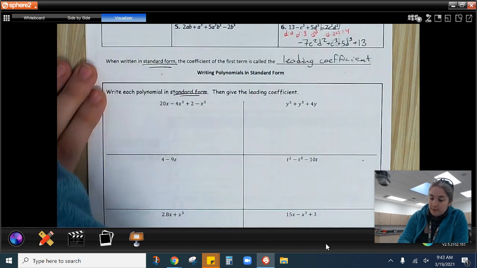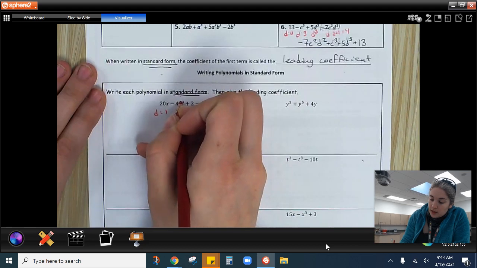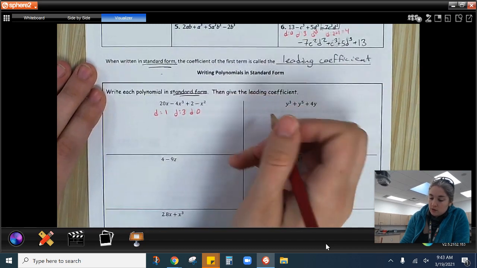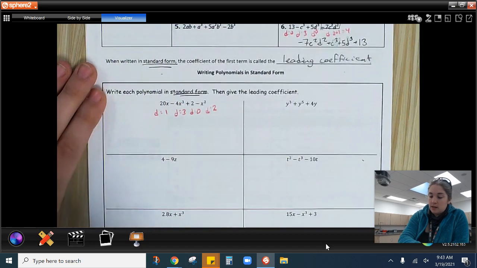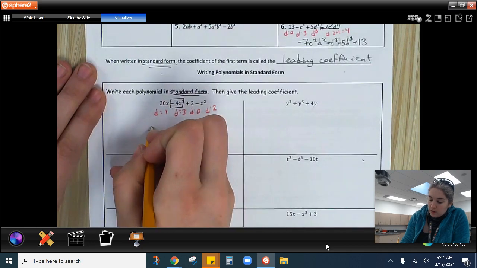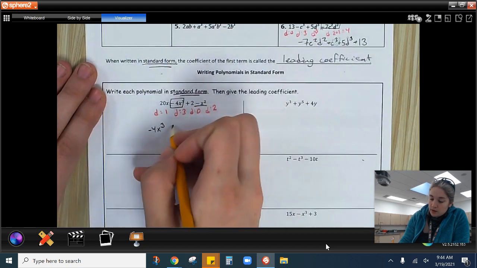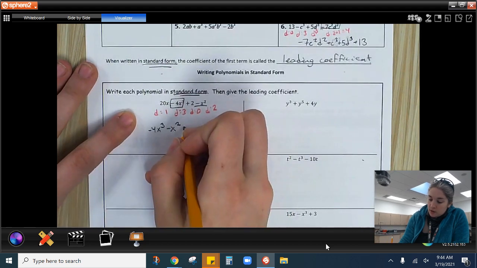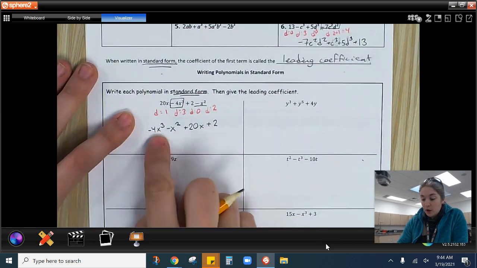So I am going to find my degrees. We've got just an x for our first term, so that's degree of 1. This one has a degree of 3 because the x has a 3. This one's a constant, 2, so it's just 0. And then our last one here is a degree of 2. So I can see that my biggest degree is this 3, right? So I'm going to start with this guy. So that's a negative 4x cubed. Then we're going to do this one, so minus x squared. Then my degree of 1 comes next, so that would be plus 20x. And then I finished it off with a plus 2. So that's the polynomial written in standard form.